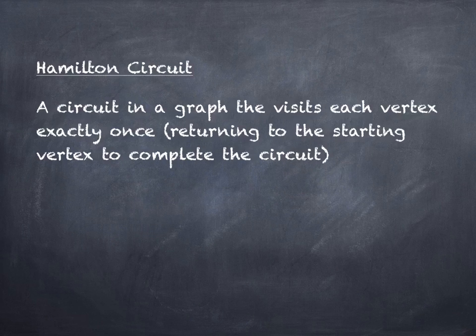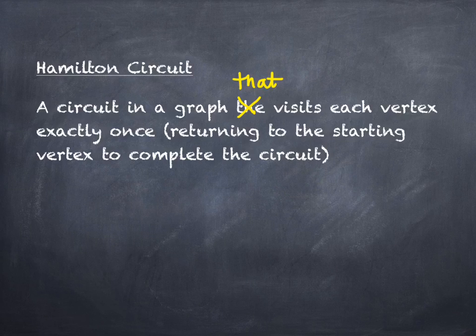All right, so to start with, a Hamilton circuit is a circuit in a graph that visits each vertex exactly once, returning to the starting vertex to complete the circuit. Okay.